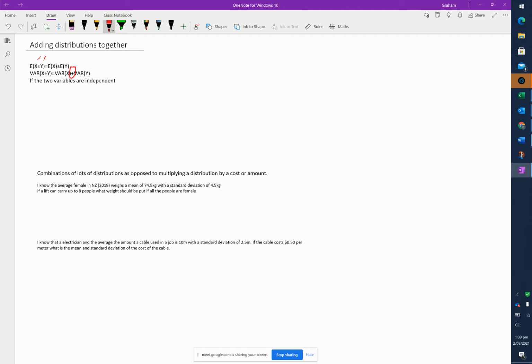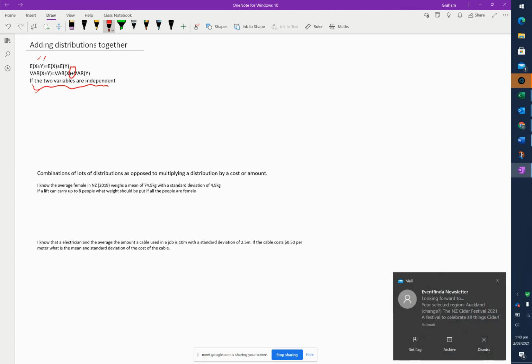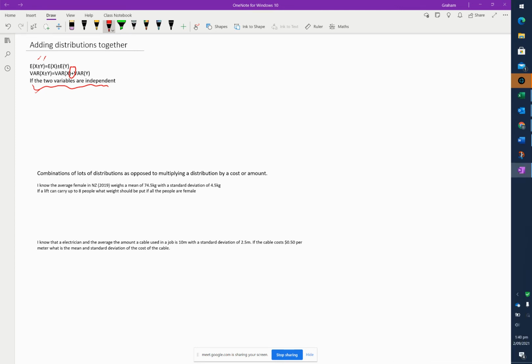I was a little bit surprised though, because they used it to test if the two variables were independent. They gave them the variance of one distribution, asked them to calculate the variance of the other one, and then in the next question said, if this is the combined one, are these two independent? And you had to use that formula to show that they were in fact independent. Okay? Everyone okay with that part? Yeah. Awesome.